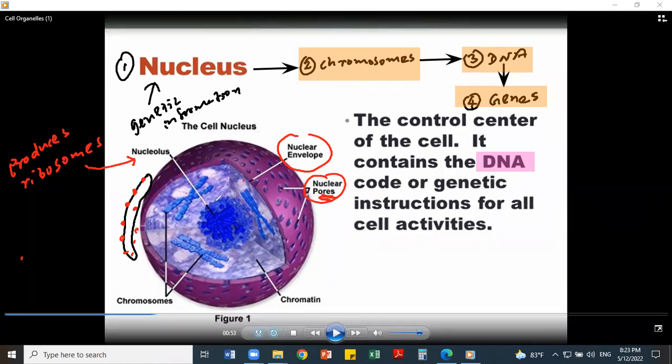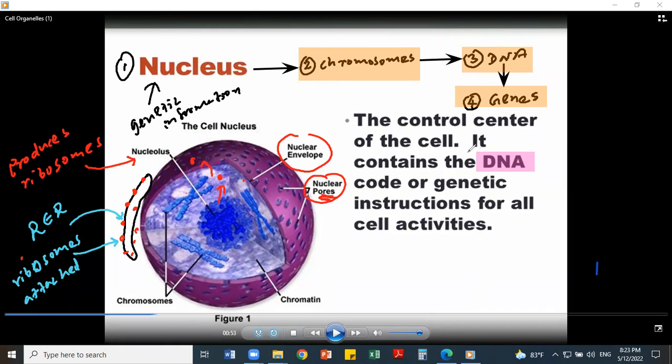So those ribosomes come out from this and get attached to the ER. So then we call it what? RER, rough endoplasmic reticulum. So these dots are called ribosomes attached to ER. What is it called? Ribosomes attached to ER. Then we call it RER, rough endoplasmic reticulum.